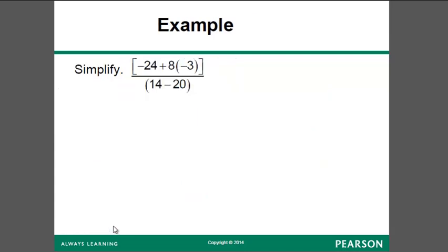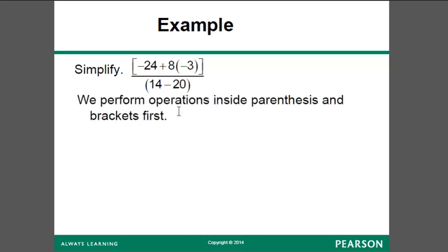Let's look at another problem. I have in grouping some brackets, negative 24 plus 8 times negative 3, all divided by 14 minus 20 in grouping symbols. What we need to do is we want to perform operations inside the parentheses and brackets first. So I want to perform everything up on the numerator first, and then everything in the denominator.